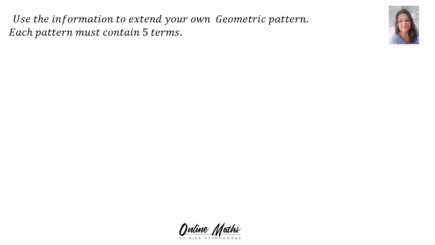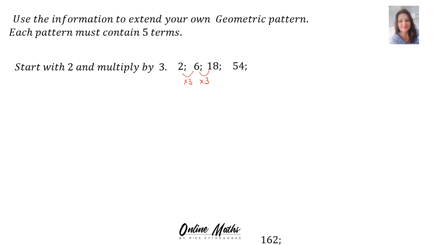Use the information to extend your own geometric pattern. Each pattern must contain 5 terms. You have to start with 2 and multiply by 3. Therefore, your sequence will be 2, and then when you multiply by 3, it will be 6. When you multiply by 3, 18, 54, 162.